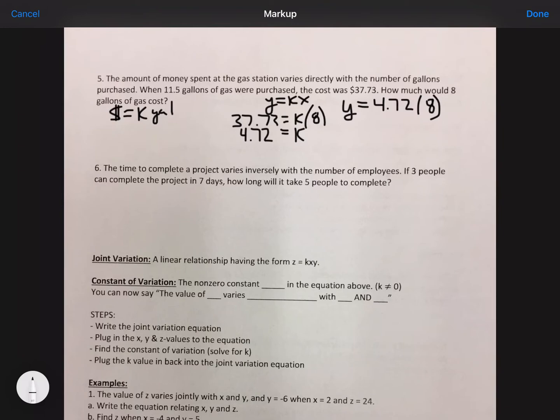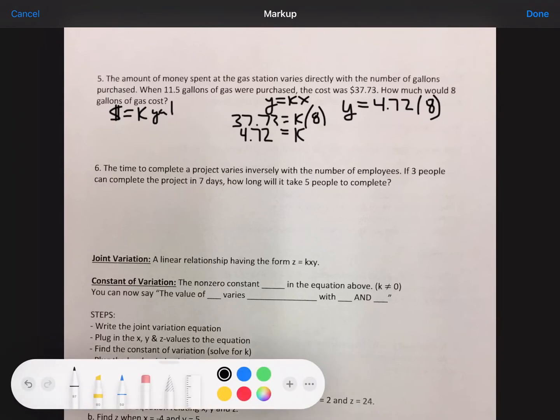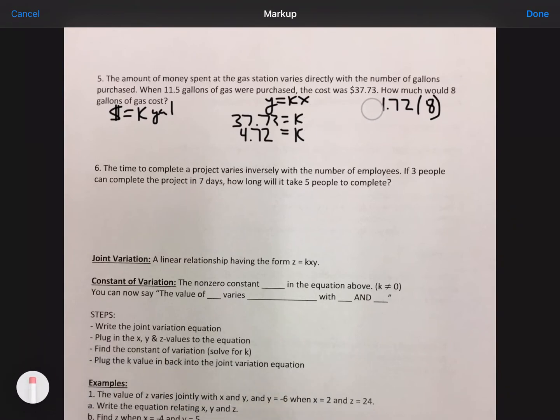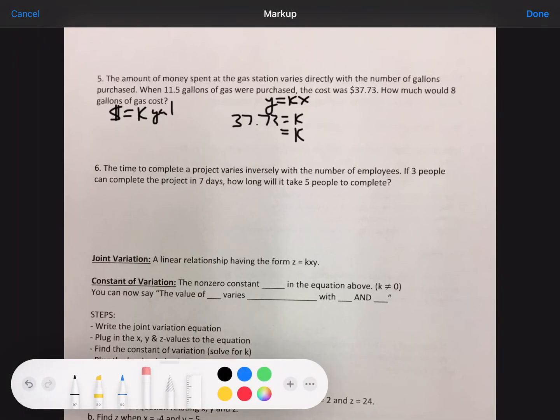which gives us $37. Did I do that right? Or did I not do the first one right? Oh, I messed up the beginning. Hold on, let's go back. I should put 11 in there. So we'll try that again. I knew something was wrong.